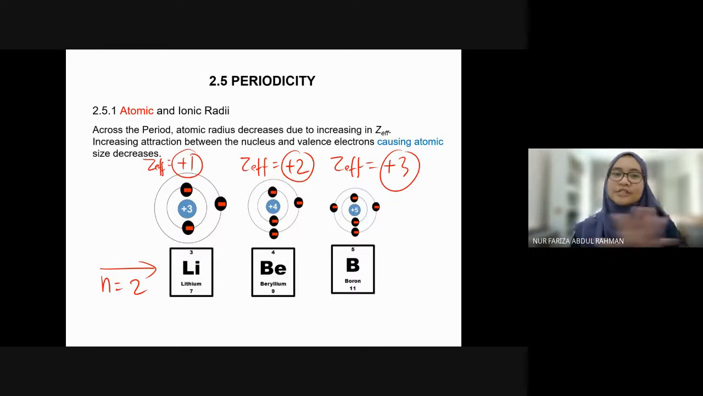Okay, dia logik saja. Bila you dapat dia punya logik, you will automatically remember. Senang. Okay, dia bukan something yang you kena hafal. Dapatkan the logic first, then only it helps you to remember better, to memorize better. Okay, alright. So across the period, the size becomes smaller due to Z effective.